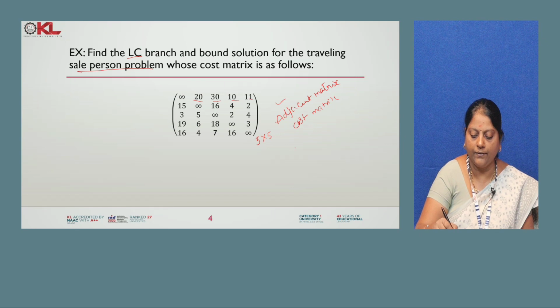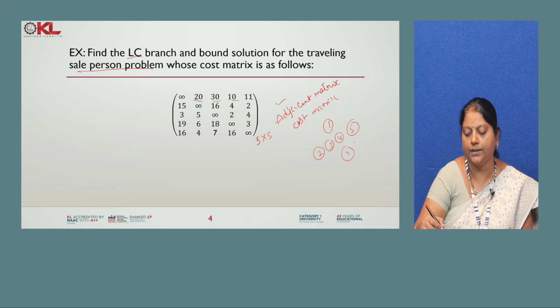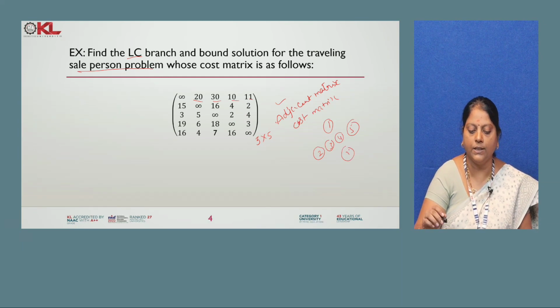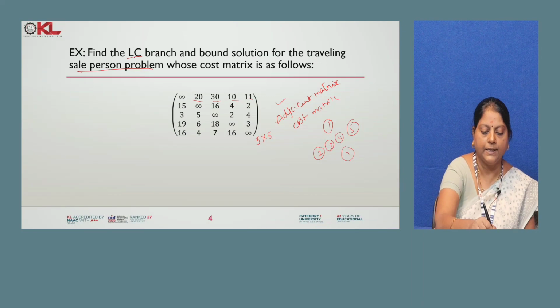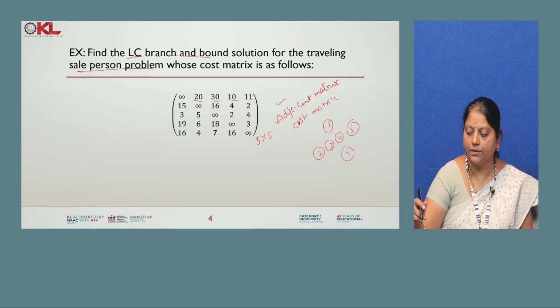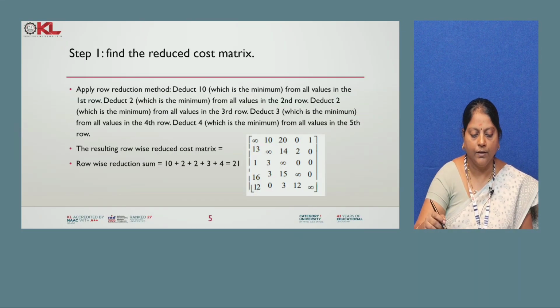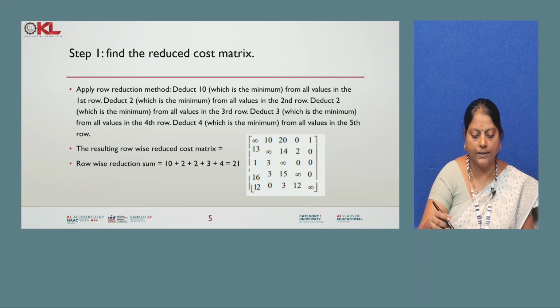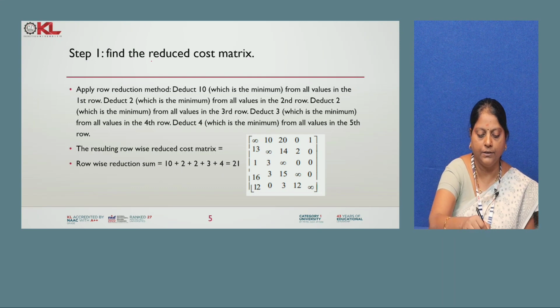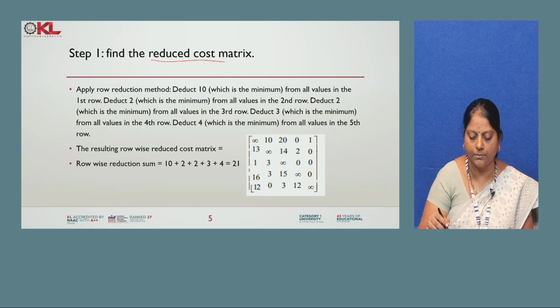Here the traveling salesperson starts at vertex 1 and visits all other vertices 2, 3, 4, 5 with minimum cost and returns to the same source vertex 1. That is the given problem. Apply the LC branch and bound technique for this problem. What is the first step in that algorithm? We have to apply row reduction and then column reduction in order to find the reduced cost matrix.